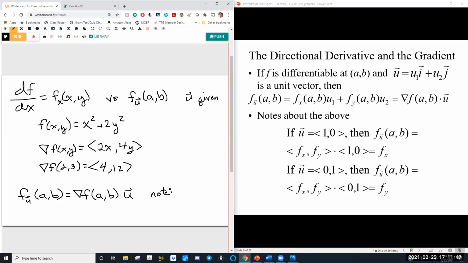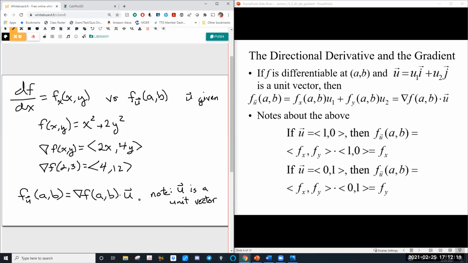So just as a note, the reason we're using u is that it's a unit vector. If you're given a unit vector, great, we just dot it. If you're not given a unit vector, you have to take that extra step of making it a unit vector, which means just divide by its magnitude.